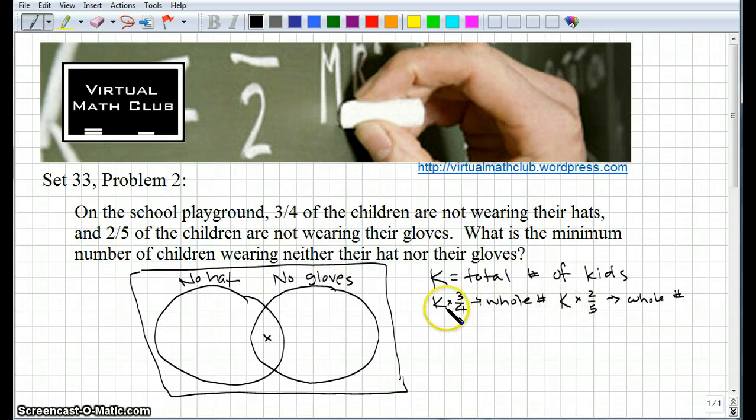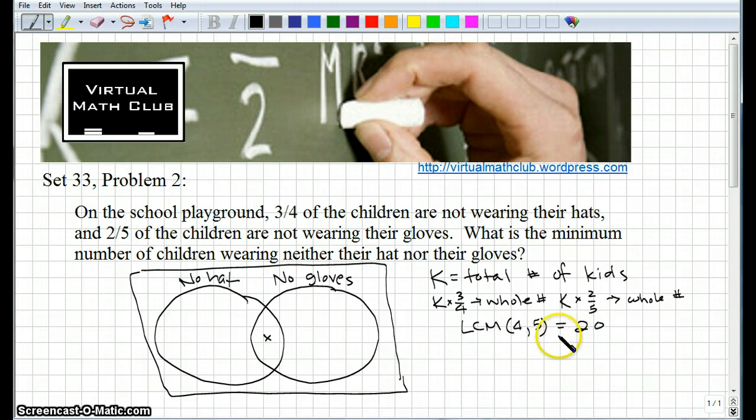So that means that k has to have a factor of 4, and it has to have a factor of 5. Otherwise you won't get a whole number, right? And the smallest number that k can be is essentially the least common multiple of 4 and 5. And you can see that 4 is just 2 times 2, and 5 is a prime number. They don't have any common factors. So the least common multiple of 4 and 5 is just 20.